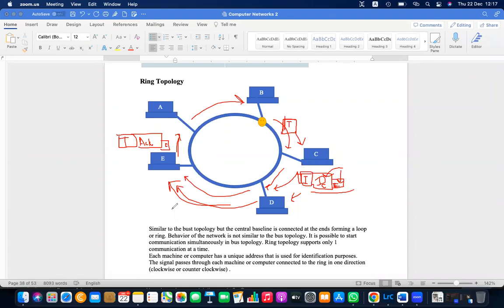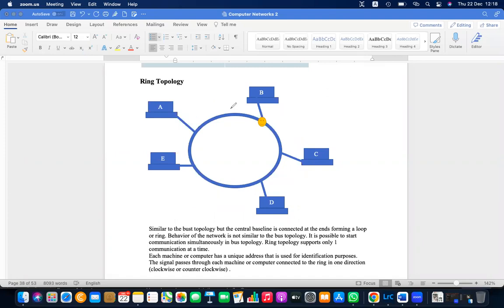Okay. Understood the differences. One is single access, the other one is multiple access. Those are working on the ring. Ring topology is the physical topology, but logical ring is the logical topology.